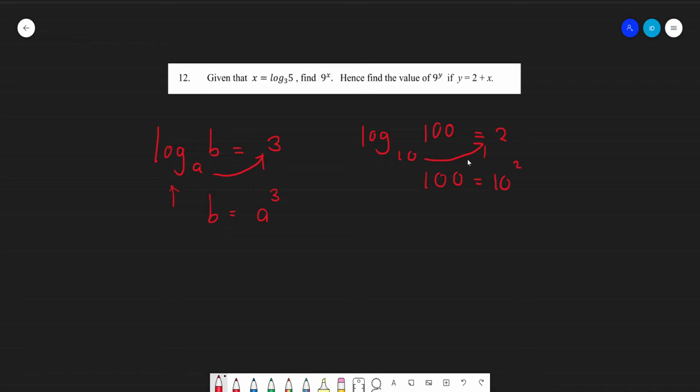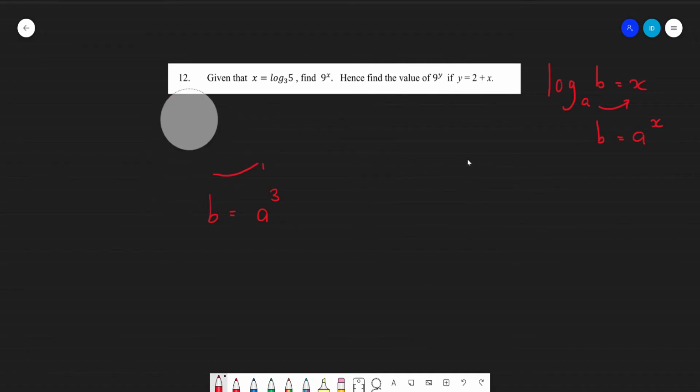So this should be log base A of B is equal to x, any number which is valid for the logarithm. To eliminate the logarithm, we bring the base to the right hand side, and it becomes the base to the power of x. So B is equal to A to the power of x. That is how we eliminate the log.